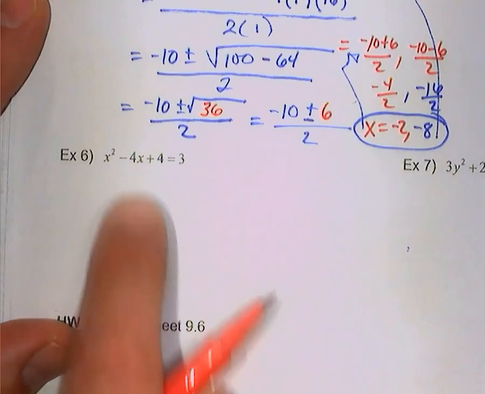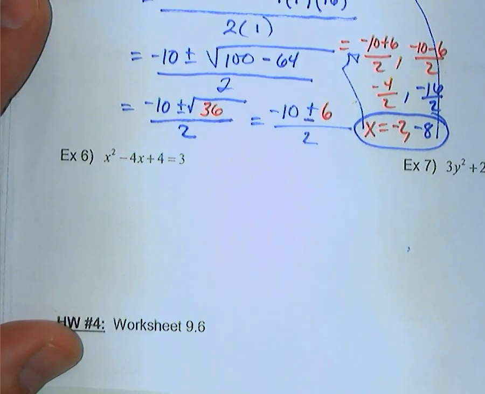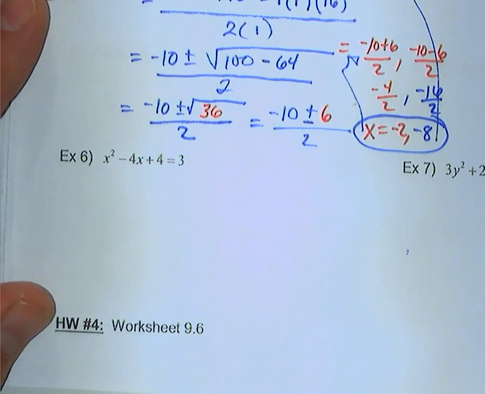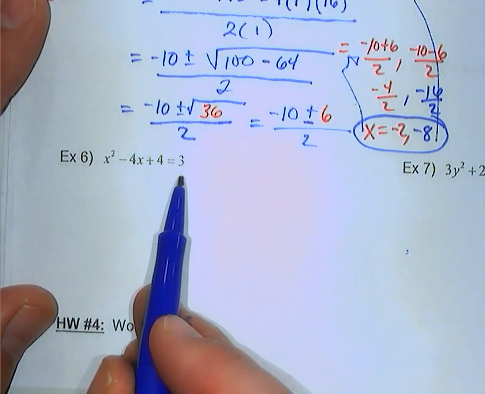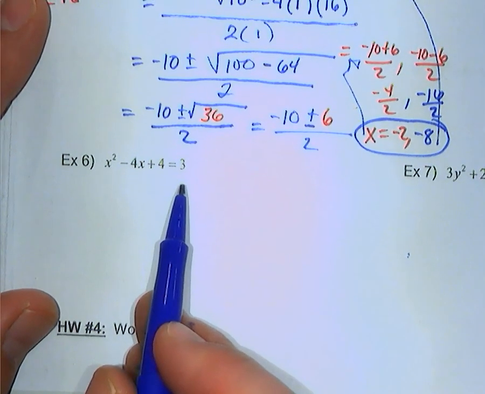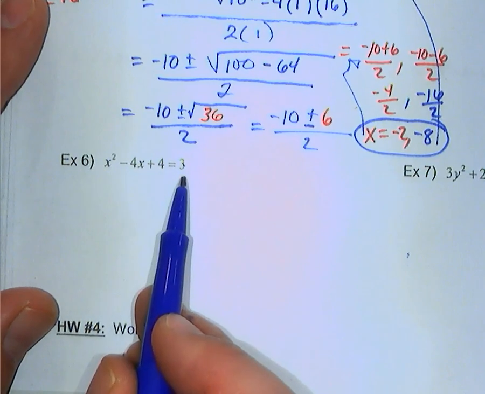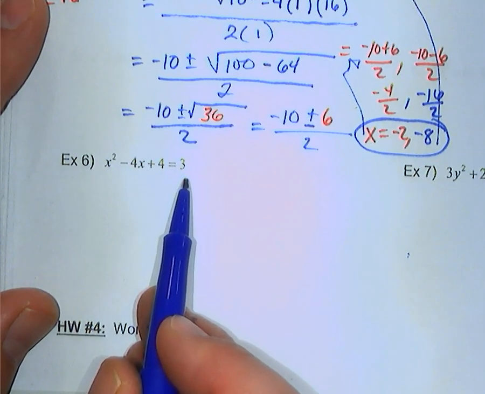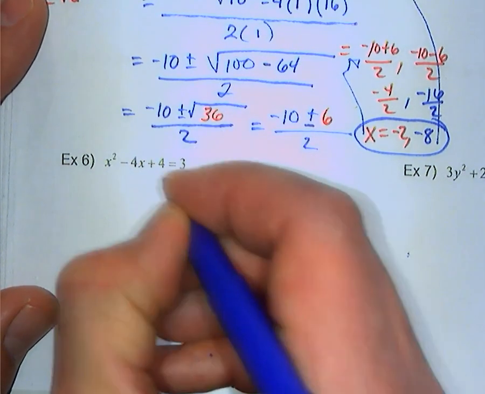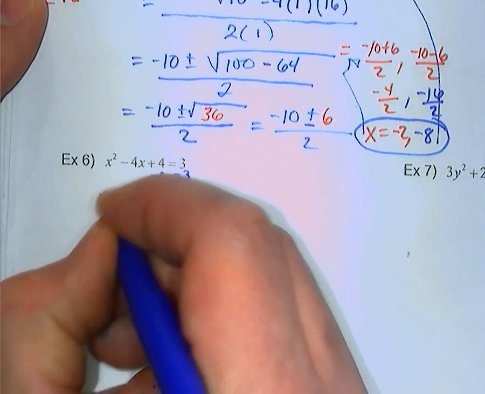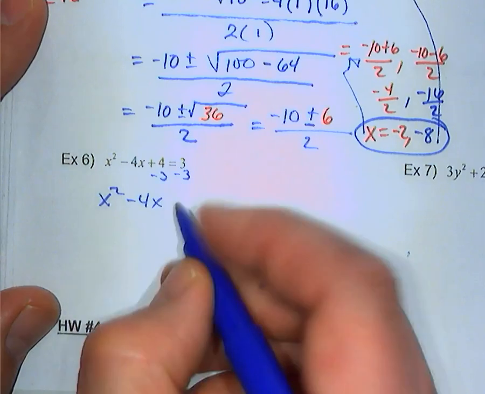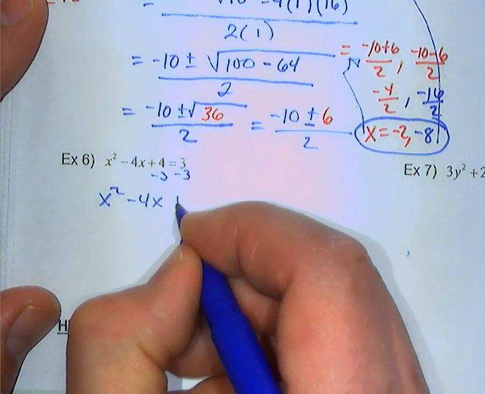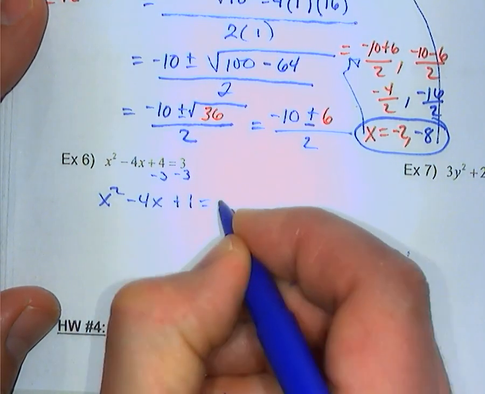Let's do number 6. First things first, I need my equation equal to 0. So I need to move this 3. How do I move this 3? Subtracting it over. There we go. So this is what I got: x squared minus 4x, and 4 minus 3 is 1, and that equals 0.